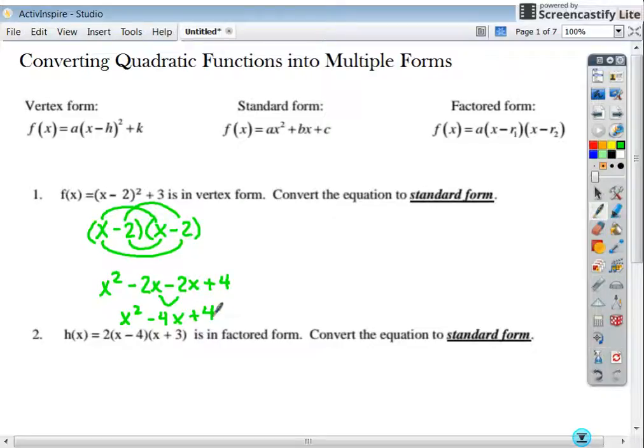Now I'm not done yet though, because I had this plus 3 at the end. So now I need to add 3 and combine the like terms again. So I get, for my final answer, f of x equals x squared minus 4x plus 7.